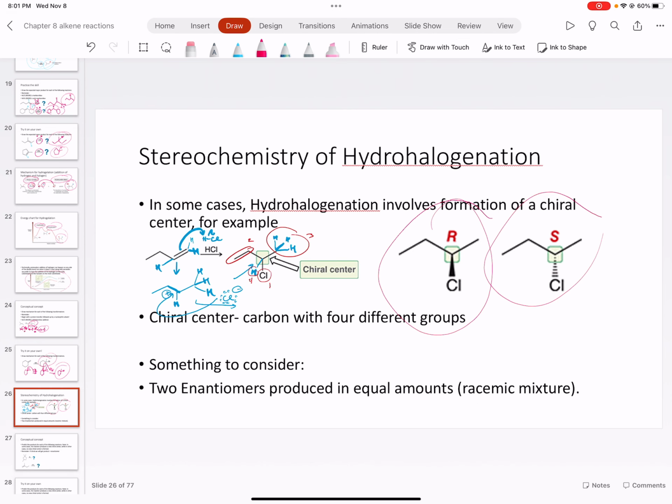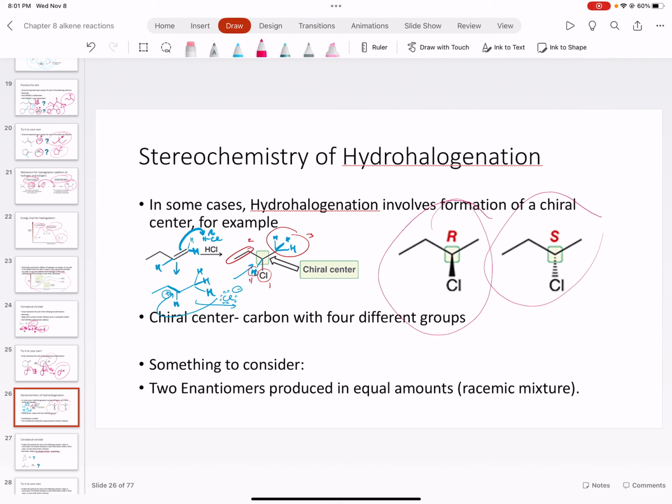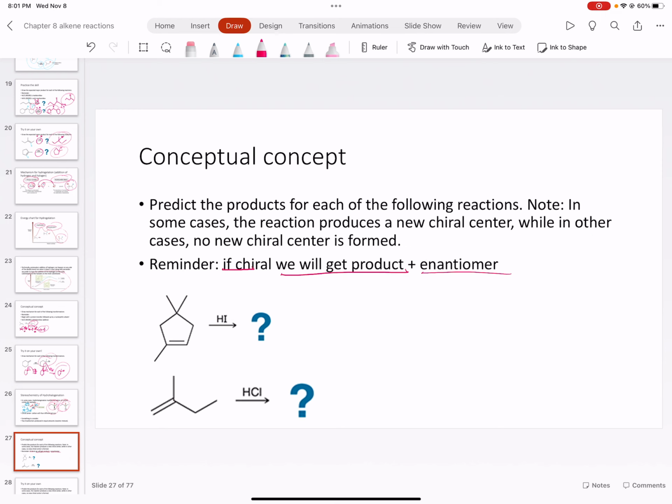So what I mean is that, for example, you can see in here that I made a note. If we're chiral, we would technically get the product, and it's an enantiomer. So it's technically like we have 2 products. We have our product, plus its enantiomer. So here you can say this is my product plus enantiomer, or you can say this is my product plus enantiomer. Okay, perfect.